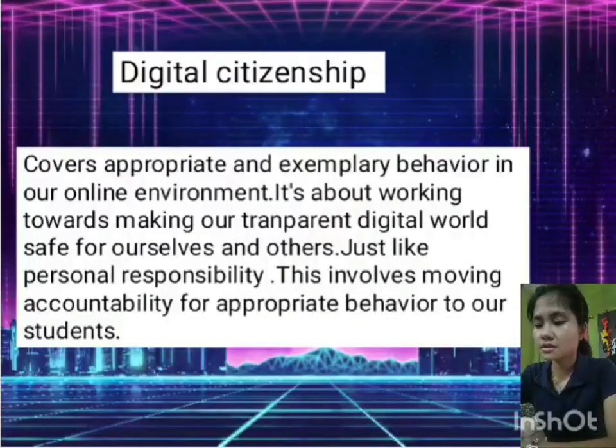Digital citizenship. Digital citizenship covers appropriate and exploratory behavior in our online environments. It's about working towards a transparent digital world that is safe for ourselves and others. Just like personal responsibility, this involves moving accountability for appropriate behavior to our students.